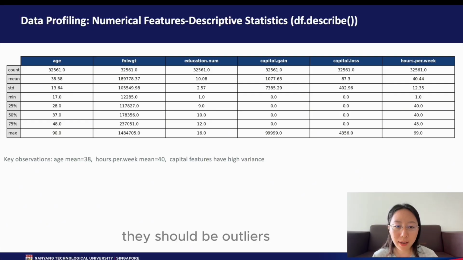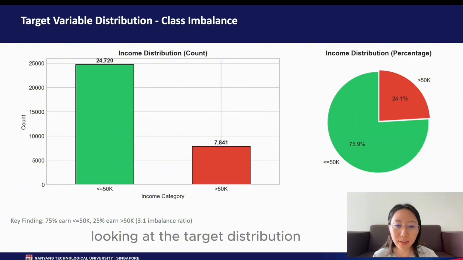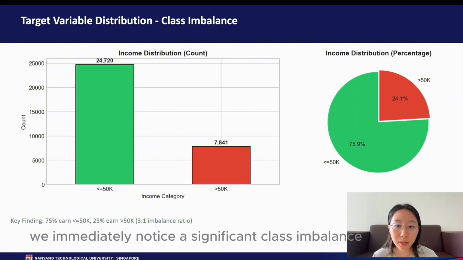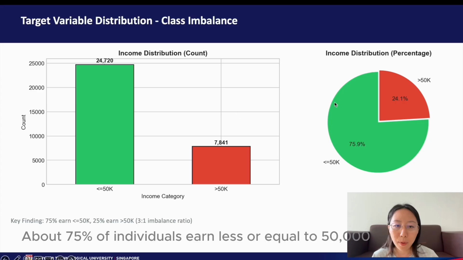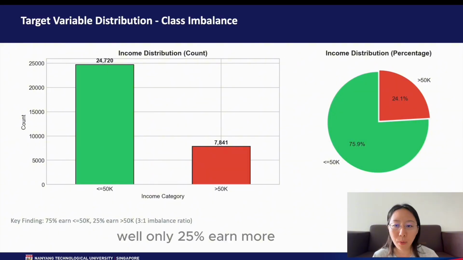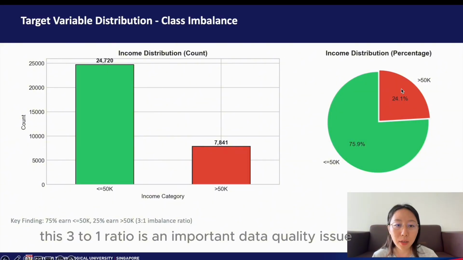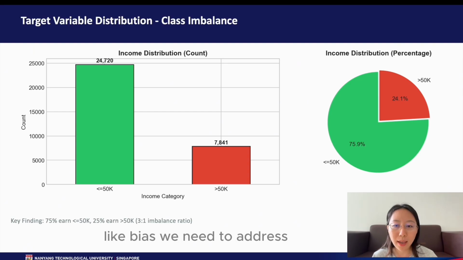This should be outliers. Looking at the target distribution, we immediately notice a significant class imbalance. About 75% of individuals earn less than or equal to 50,000, while only 25% earn more. This 3-to-1 ratio is an important data quality issue, like bias, that we need to address.